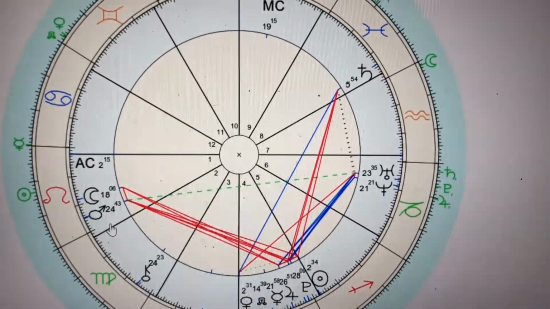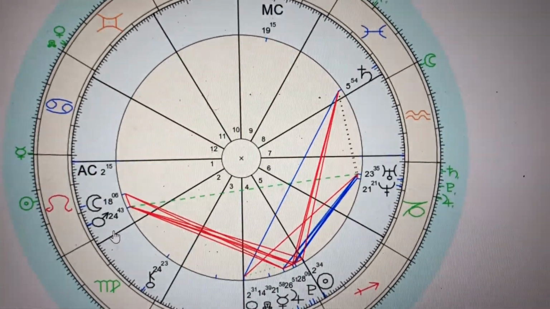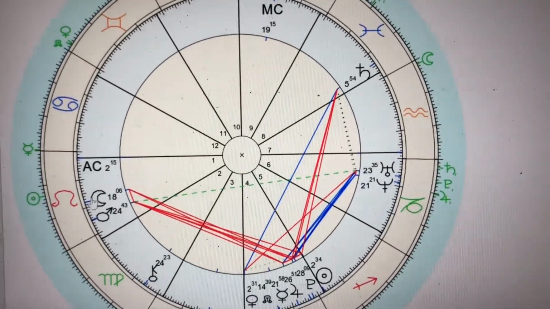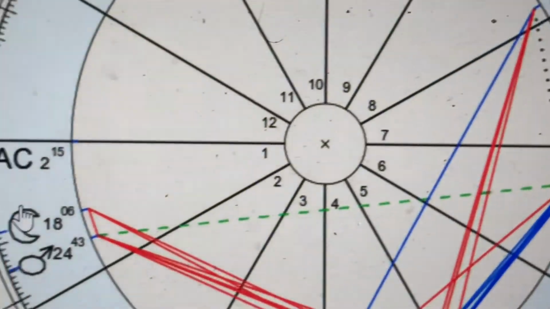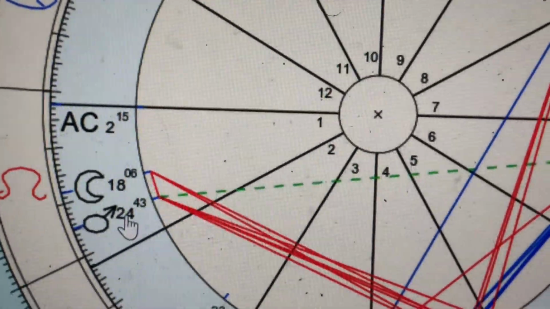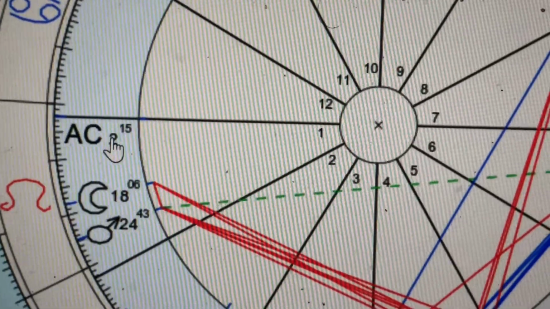To find the degrees that are in your chart, look at the numbers beside the glyphs. So for example, my moon, you see where my cursor is? My moon is at 18 degrees. My Mars is at 24 degrees. My ascendant is at 2 degrees.